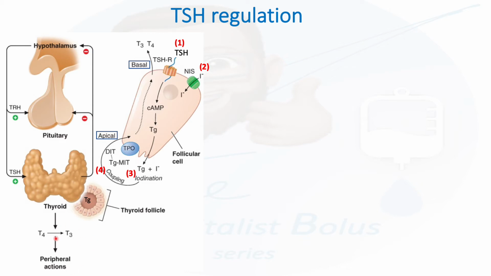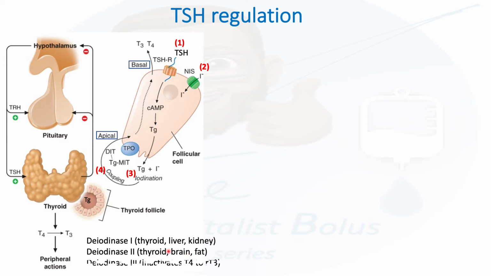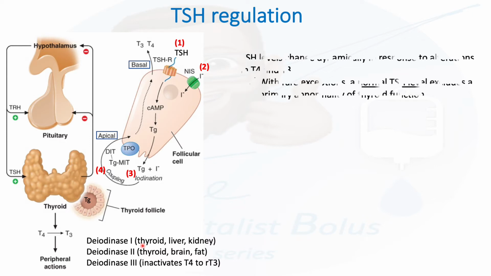And then T3 and T4 are acted on by specific enzymes called deiodinases. There are three of them. Deiodinase 1 is found mainly in the thyroid, liver, and kidney, and deiodinase 2 is also found in the thyroid, but also in the brain and in fat tissue. And then there is deiodinase 3, which basically inactivates T4 to reverse T3. So basically these deiodinase enzymes are responsible for the activation and deactivation of T3 and T4 peripherally.